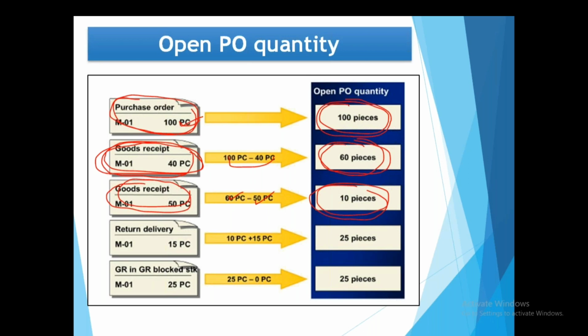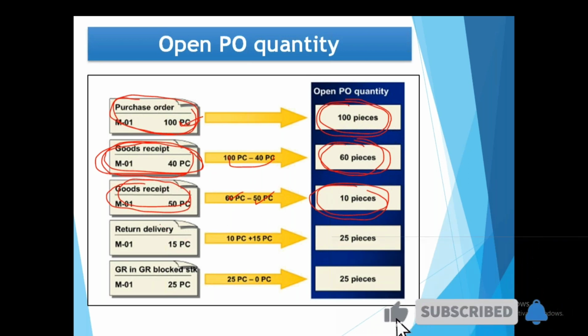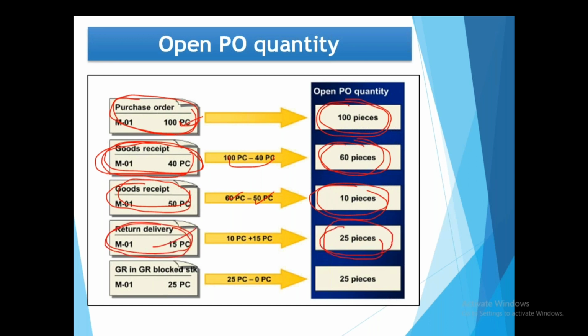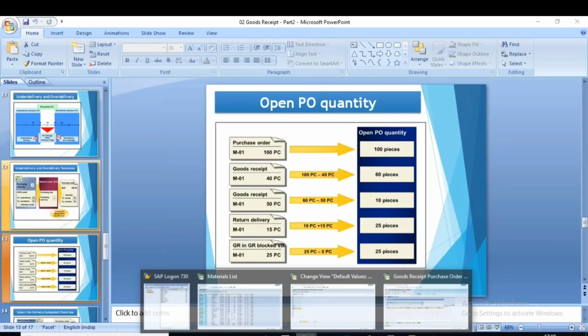Now let's say from whatever you received, total 90, you made a return delivery of 15. When you make a return delivery of 15, your open quantity will become 25. It was 10 and you returned 15, so that gets added. So your open PO quantity will be 25. Like this, open PO quantity will get updated in the purchase order. I will show you this in the system. We will see some practicals now.